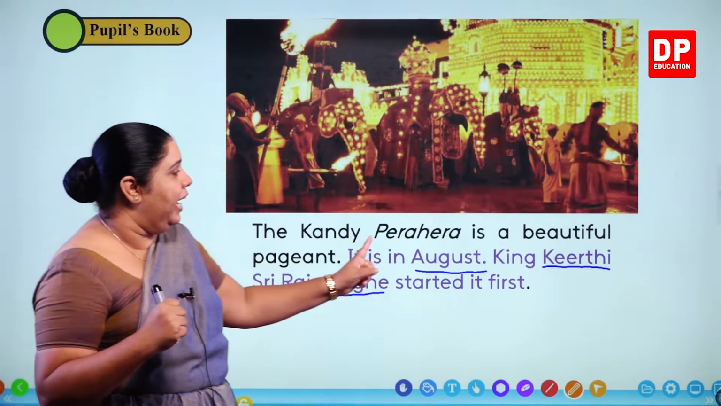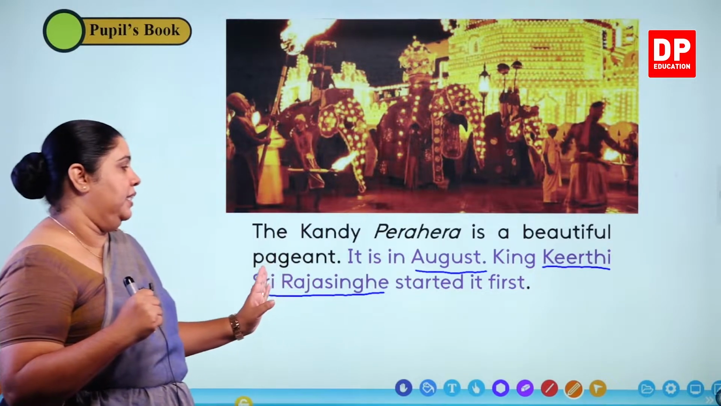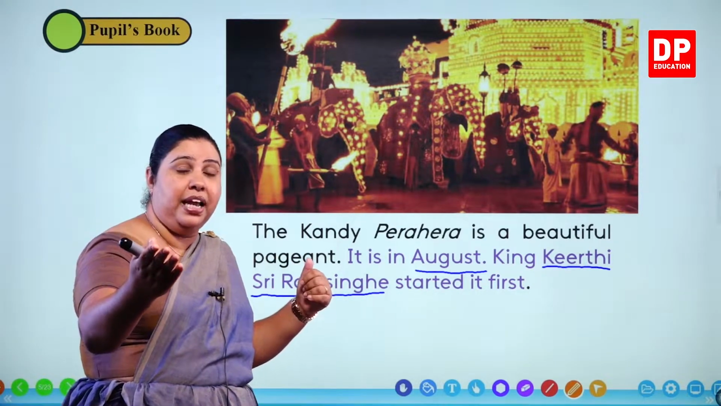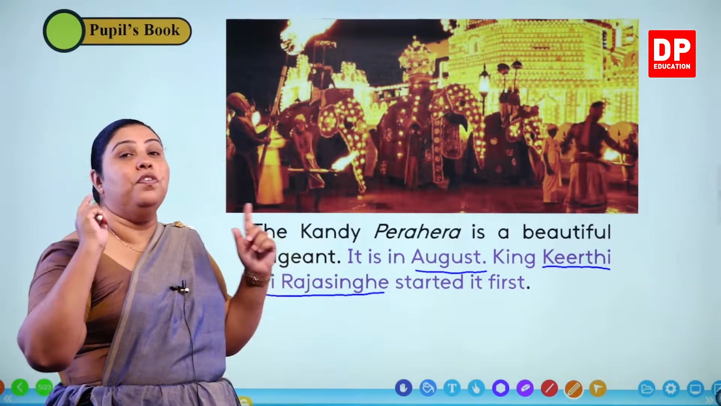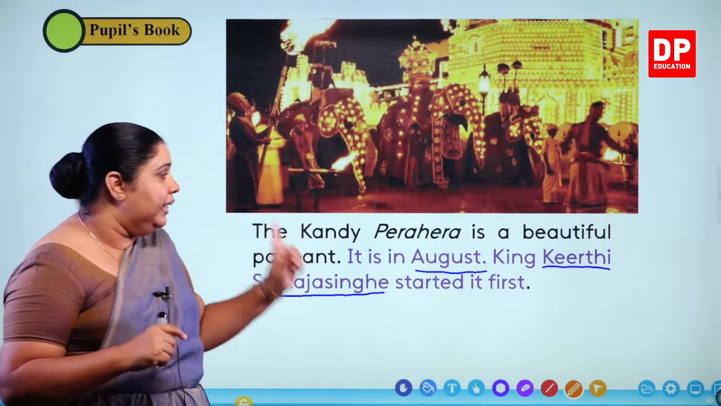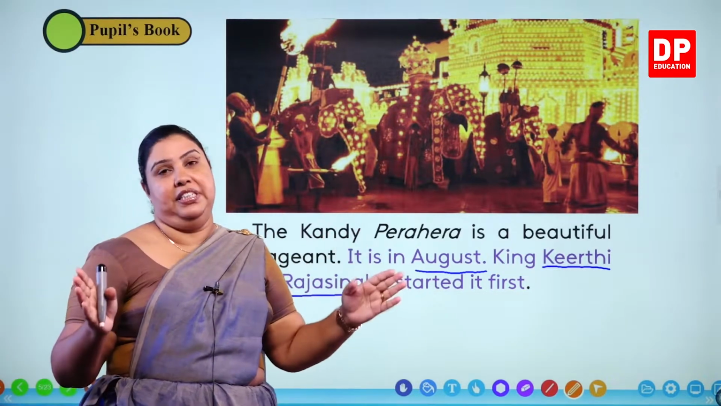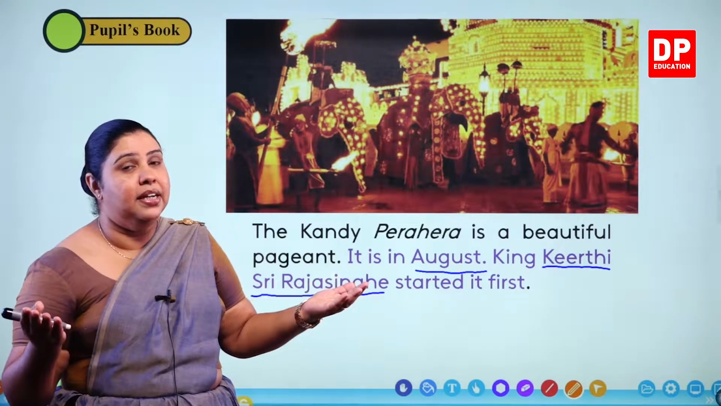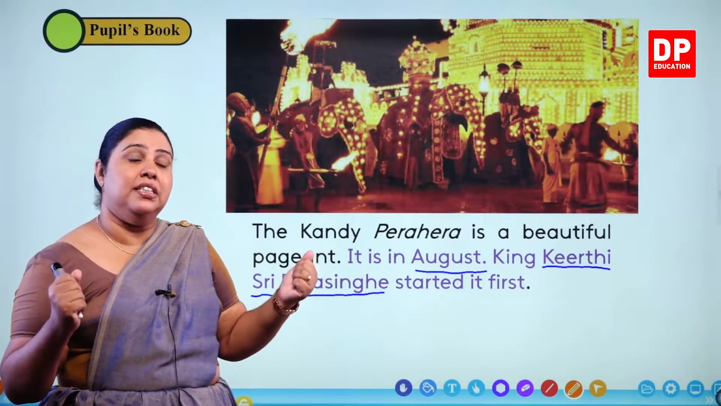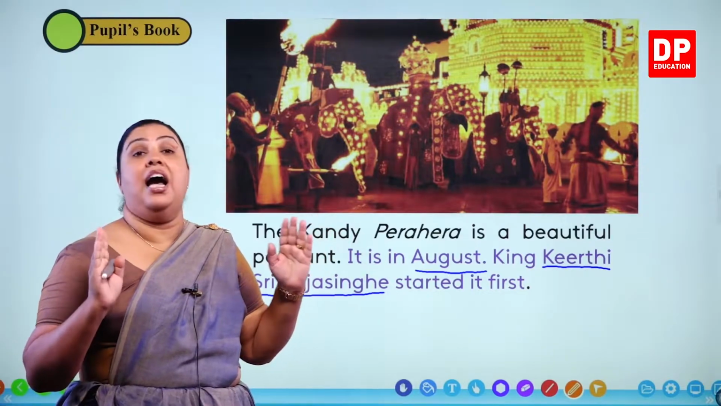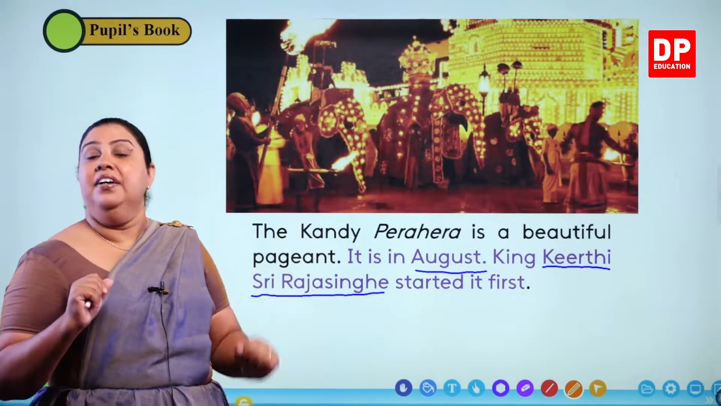The Kandy Perahera is a beautiful pageant. It is in August. Now what is the month that we have the Perahera? It is in the month of August. King Kirtisri Rajasingha started it first. Now, who started this beautiful pageant first? It was the king Kirtisri Rajasingha who started it first.